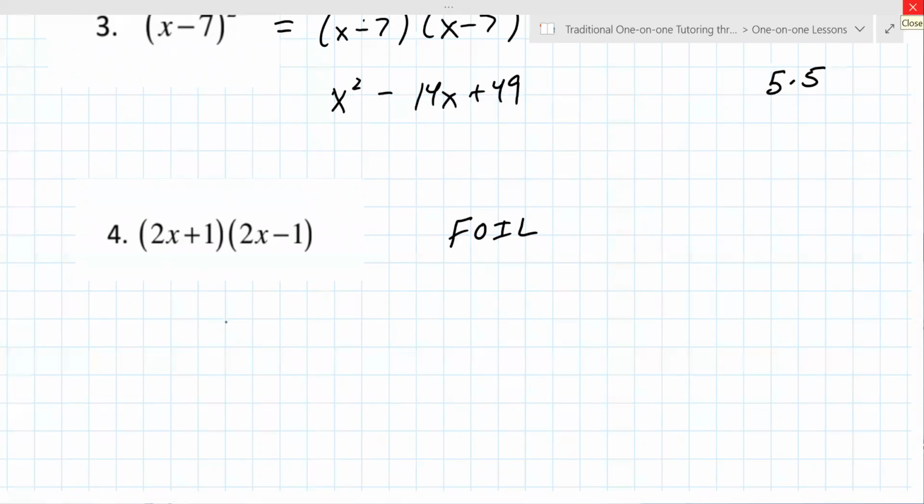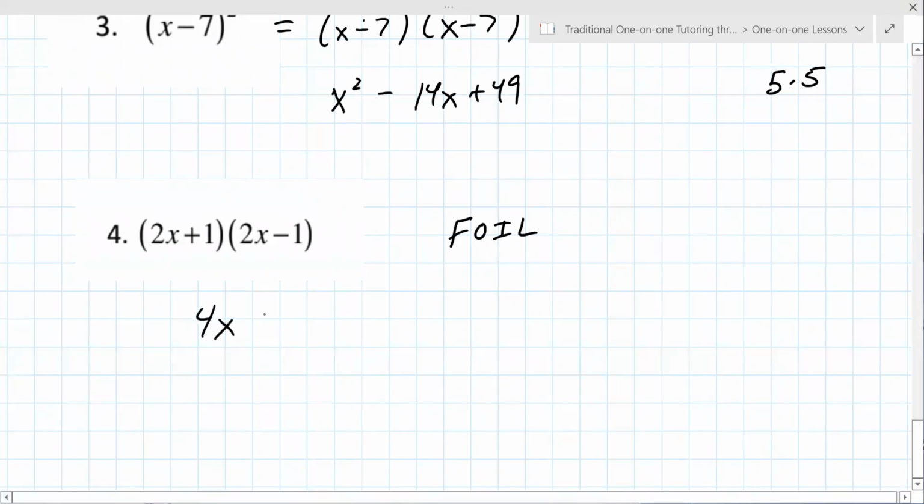I got 4x minus 1. It's 4x squared, oh yeah, right? 4x, 1 squared, and 1, yeah. But it is minus 1. The outer and the inner terms cancel. Yeah.